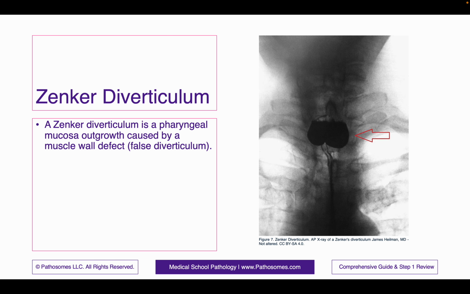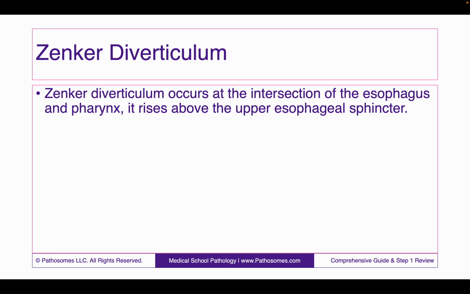Now let's move on to Zenker diverticulum. A Zenker diverticulum is a pharyngeal mucosa overgrowth caused by a muscle wall defect, i.e. a false diverticulum. Zenker diverticulum occurs at the intersection of the esophagus and the pharynx. It rises above the upper esophageal sphincter.